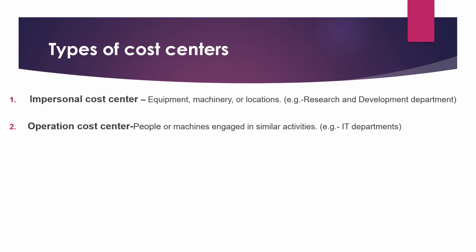Second one is the operational cost center. It concerns with people or machines that are engaged in similar activities, such as IT department. IT department makes sure that hardware, software and networks are all working correctly to have a smooth function in the production flow or in other departments.